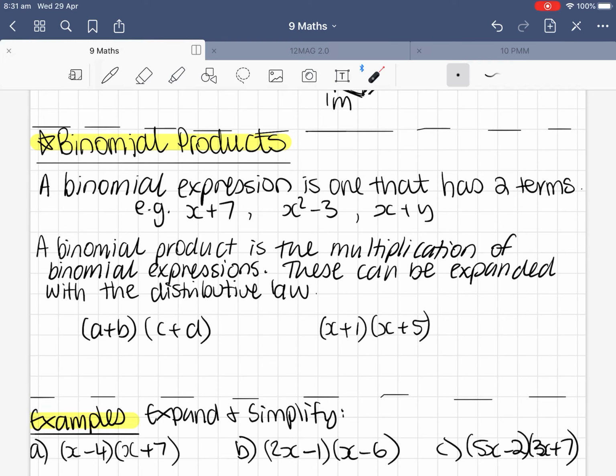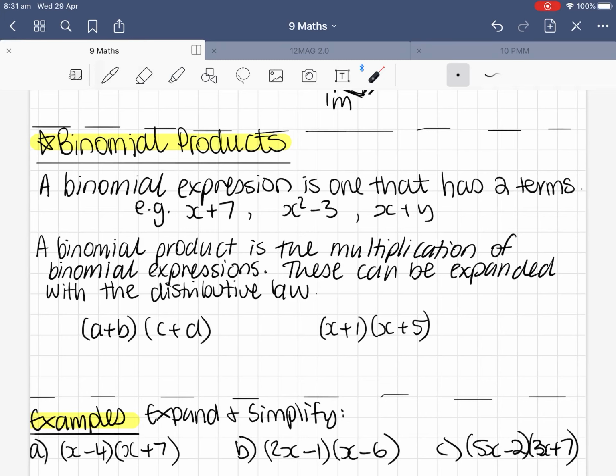Let's get to it. Today we're looking at binomial products. So a binomial expression, so we look at this word binomial, bi meaning two. So a binomial expression is one that has two terms. For example, x plus 7 has two different terms, so that's a binomial expression. X squared minus 3, x plus y, whatever. Any two different terms added or subtracted together is a binomial expression.